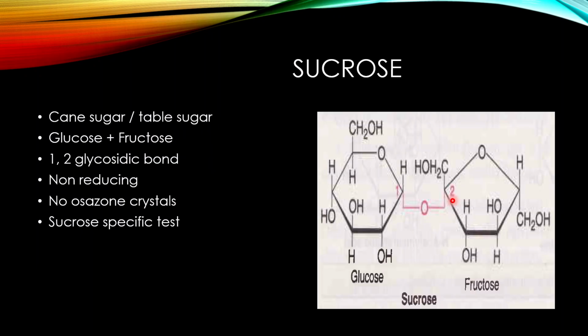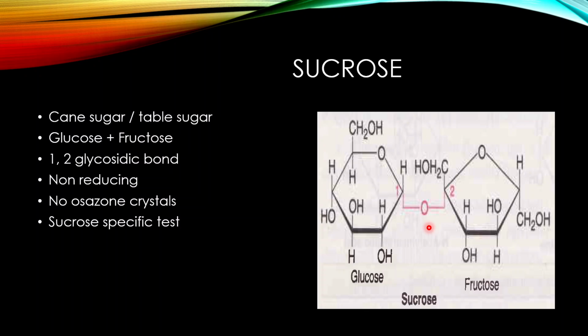Now we have a sucrose specific test. What is the sucrose specific test? It is a test which is specific for sucrose, as the name suggests. Here we take a sucrose solution and perform Benedict's test, which is a test for reducing sugar. The principle of Benedict's test is that reducing sugars form an intermediate called enediol, as we have seen in the previous lecture, which acts as a strong reducing agent. Now since sucrose is a non-reducing sugar, the intermediate enediol is not formed. Hence the Benedict's test is negative.